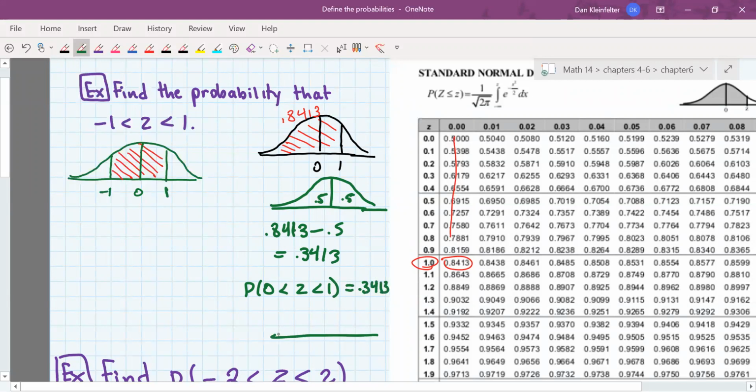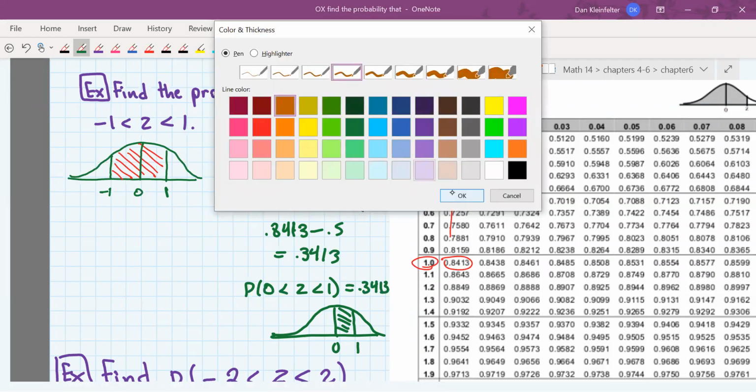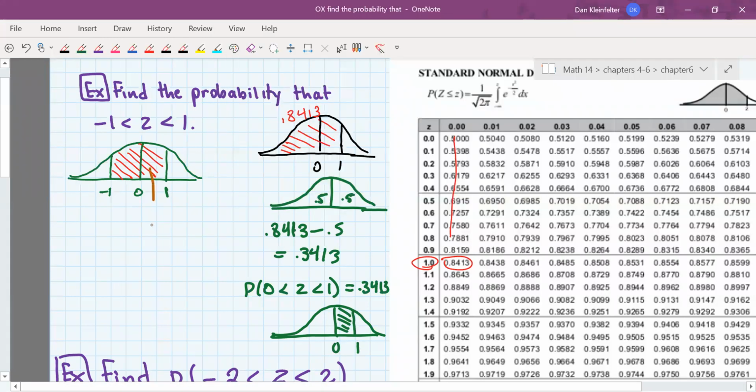That is, it's this, in between 0 and 1, because we've cut off the 0.5 that appeared to the left. So if the area between 0 and 1 is 0.3413, then this original question that we wanted, between -1 and 1, is 2 of those regions that are each 0.3413.